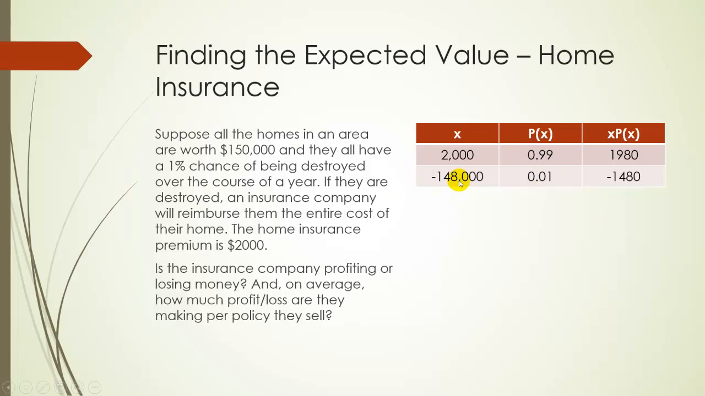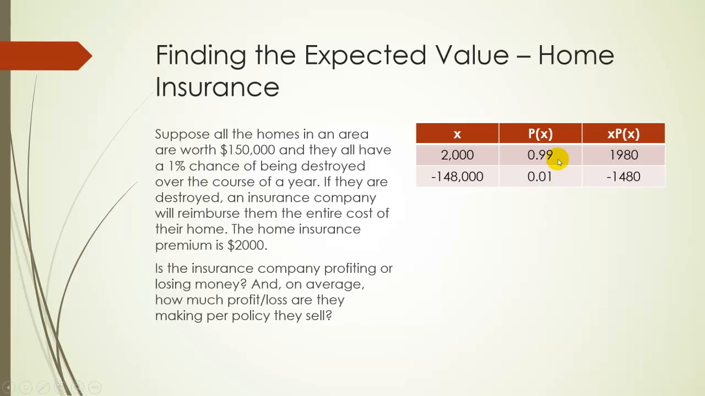All right, the other calculation is a little bit more tricky because if the insurance company has to pay for the whole value of the home, they're losing $150,000, but they still got the $2,000 premium, so their net loss would only be $148,000. And the probability of that happening is 1%.